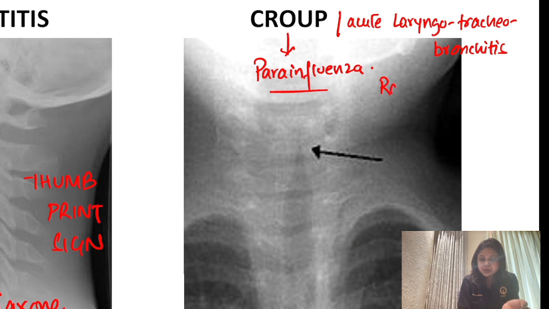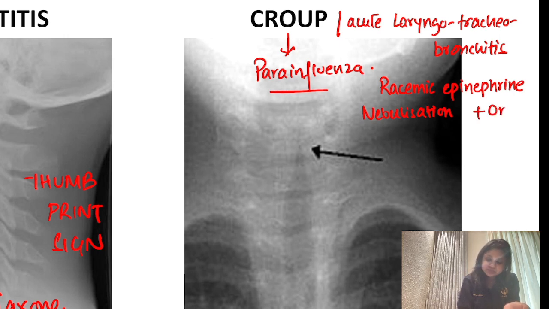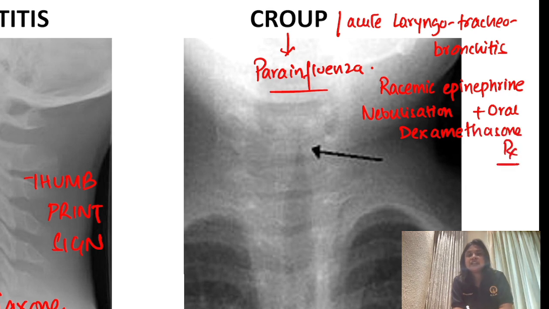So for treatment purposes, we can give racemic epinephrine nebulization and oral dexamethasone. Oral dexamethasone is usually given as treatment, and there is no role of antibiotics. And this chest X-ray, PA or AP view, is suggestive of the Church steeple sign.